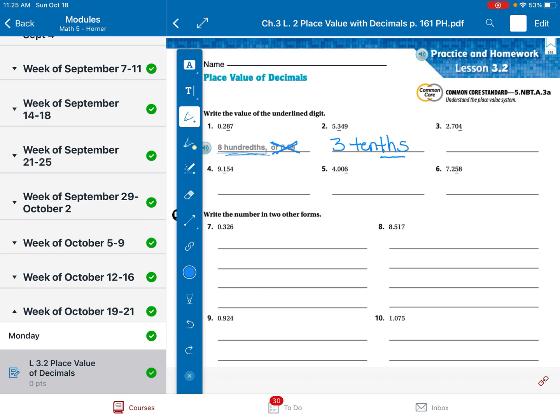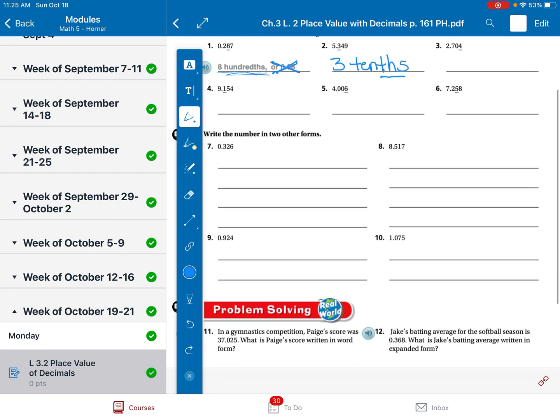So, do the rest, 3 through 6. Tell me what the value of that underlined digit is. But before you do that, look at numbers 7, 8, 9, and 10. It says, write the number in 2 other forms. All I want you to do is write the word form. And the word form just means exactly how we say it.